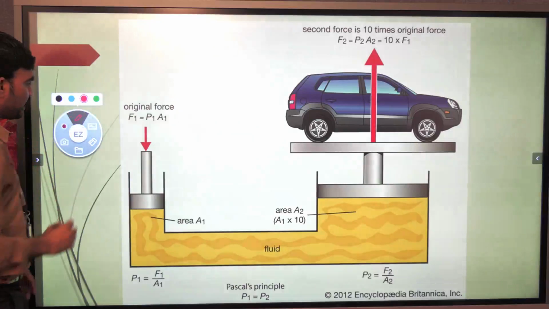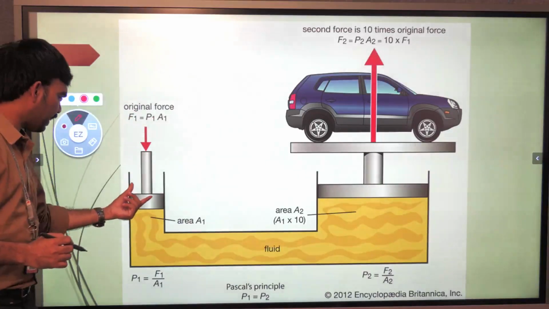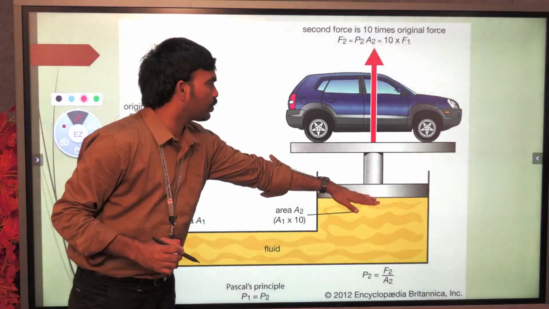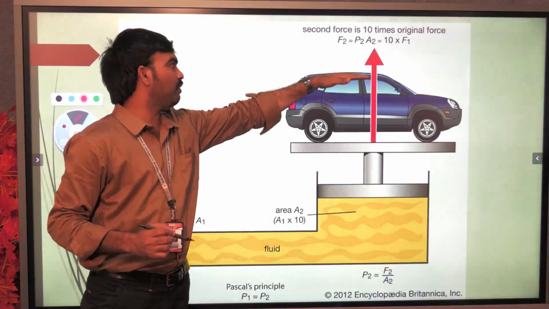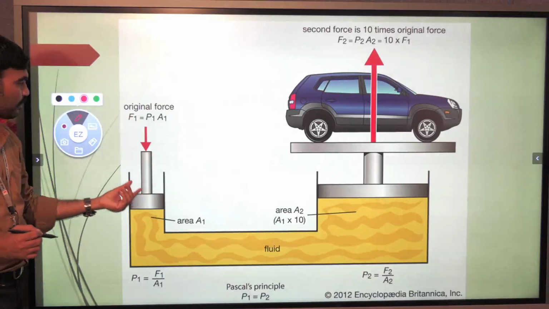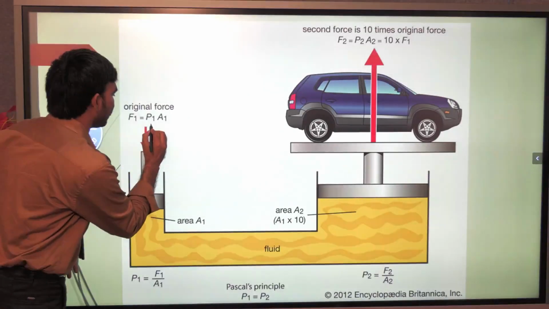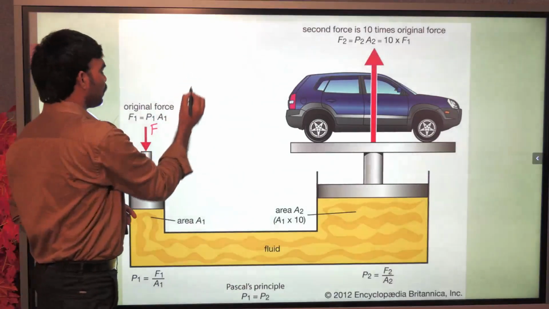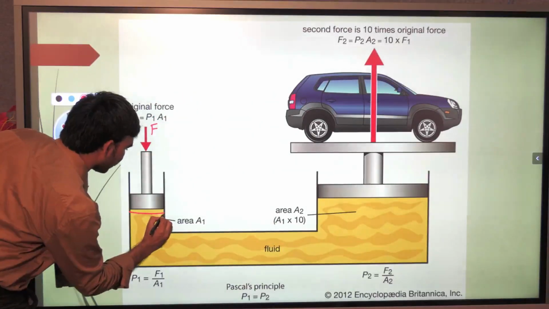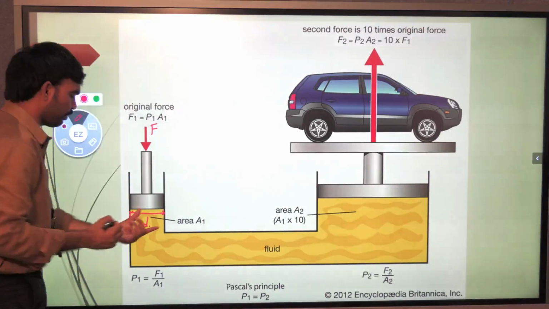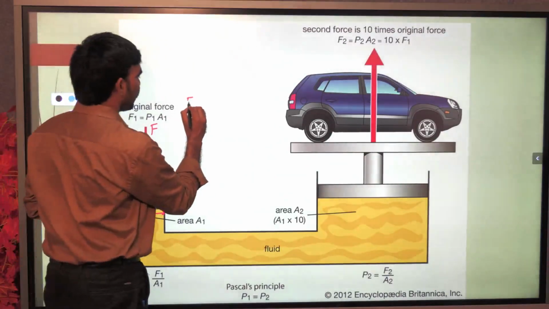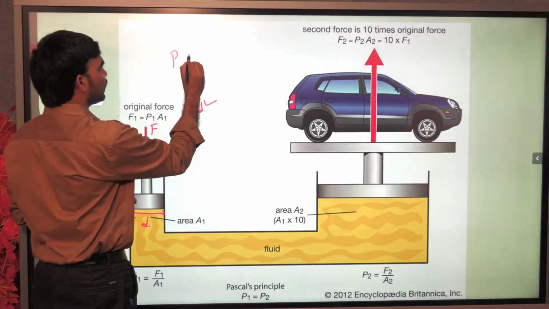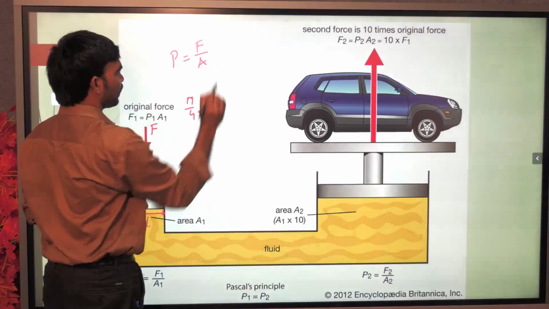If you see here, there is a small piston or a plunger. This is used to lift a heavy vehicle, right? For example, what is the pressure intensity here? Here I am applying a force of F. Because of the force F, this is the area, right? This is the diameter. If you measure, you can get the diameter. So area is pi by 4 d square. What is the pressure? Pressure intensity is force per area, right?